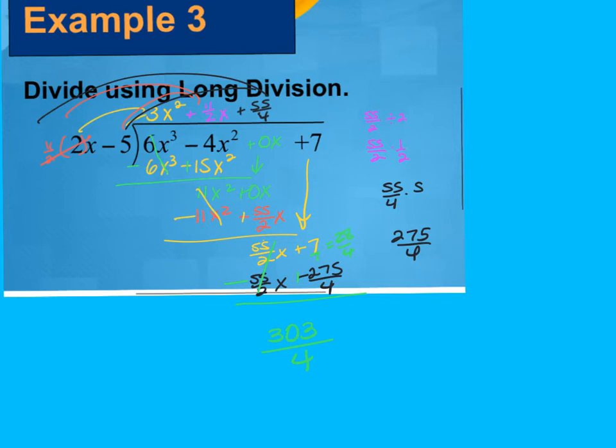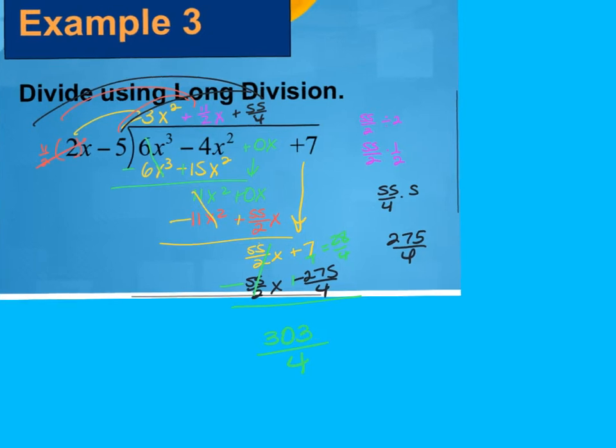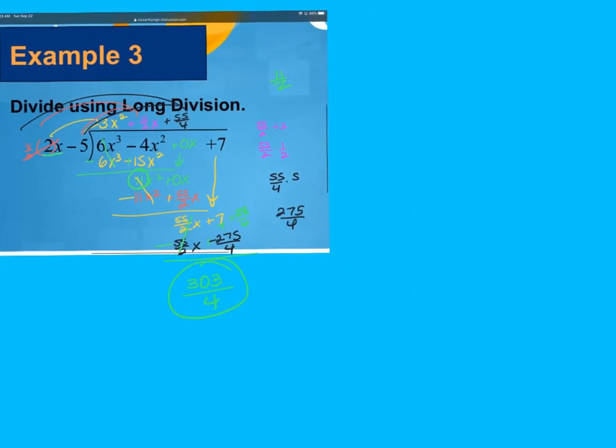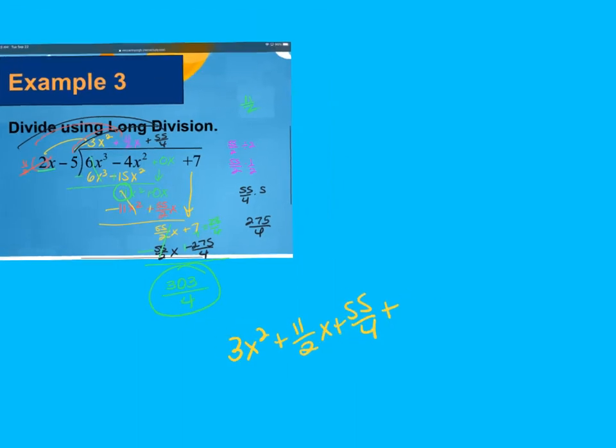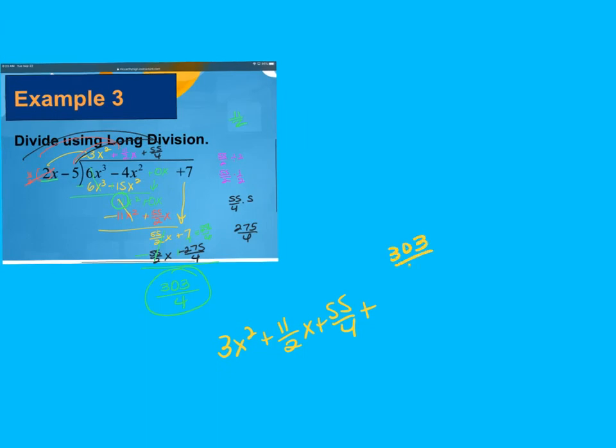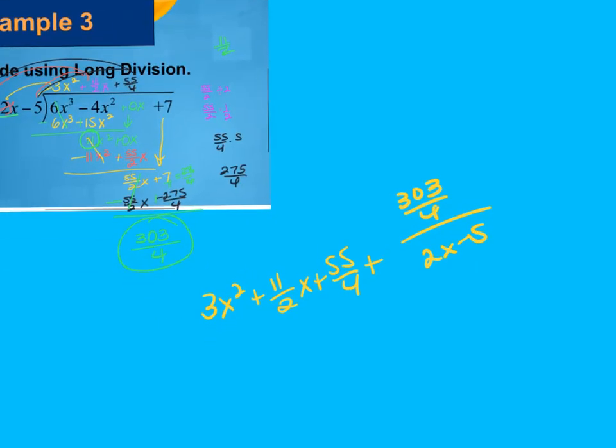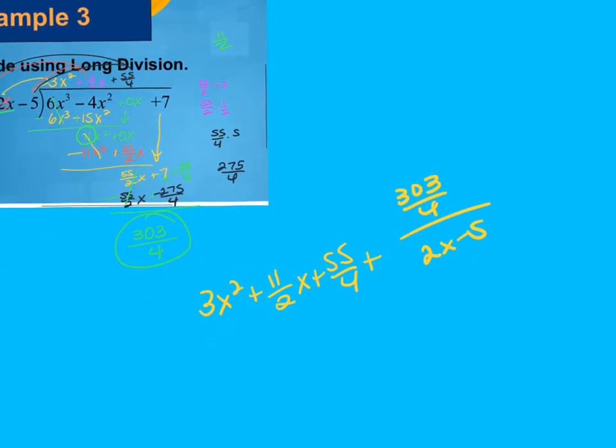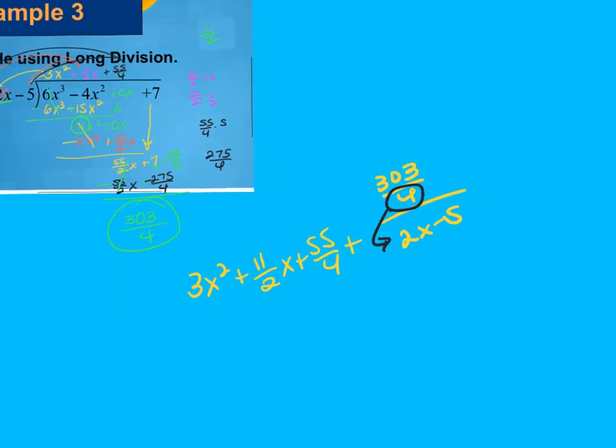So just know that process, like once I get to the point that I have 11 and I want to figure out what 11 divided by 2 is, right? I just make it a fraction, put it at the top, multiply it out. So this ended up being my remainder. So my quotient 3x squared plus 11 over 2x plus 55 over 4 plus this would be 303 over 4 over 2x minus 5. And then remember, you can't leave a fraction within a fraction, so this denominator gets taken and bumped down with the bottom.